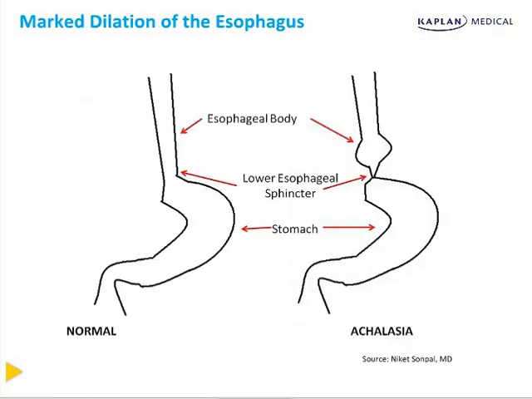Here's a side-by-side comparison of a normal esophagus and one that is afflicted with achalasia. Notice the marked dilation of the esophageal body proximal to the LES.